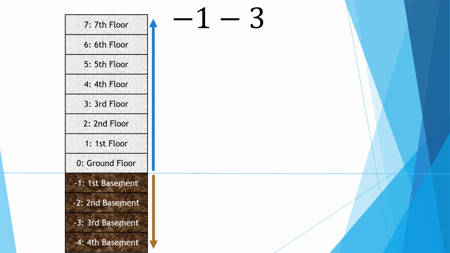Okay, next one. Now, we are starting off with the -1 floor, and we are going down 3 more floors. So, we start off with -1, and we're going to go down 3 floors. Where will we end up? The -4th floor. Very good. Now, the way you can kind of think of this is -1 plus -3 is actually -4. Does that make sense? Because 1 plus 3 is 4, and they're both negative, so I know I'm going in the negative direction both times.